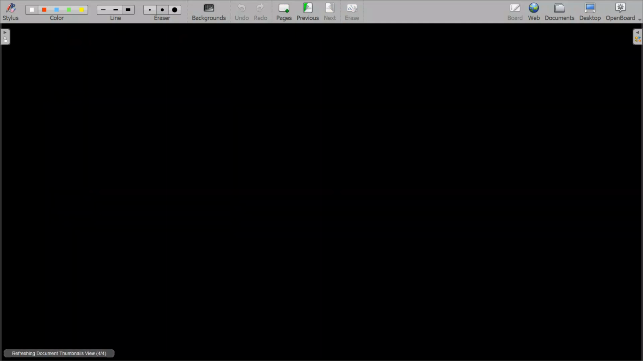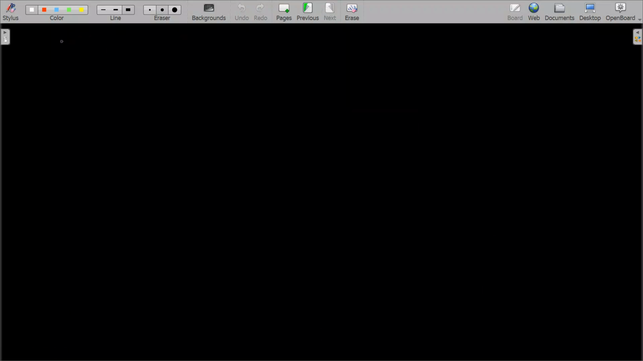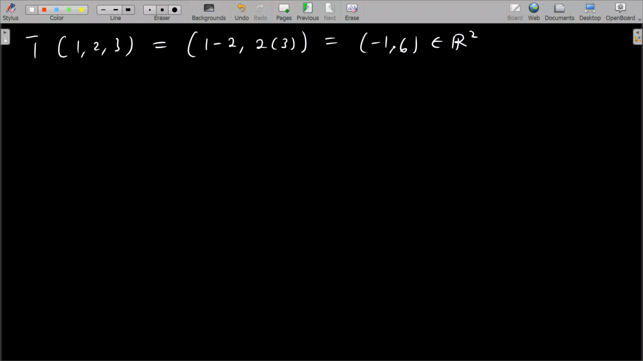If you really want to be convinced that every vector in R2 can be written like this, with a3 being that and a1, a2 being any numbers, you can pick an arbitrary vector. Let's first find T of (1, 2, 3). We want to pick an example and know that indeed every transformed vector is a 2-dimensional vector. You take the first component minus the second component, and 2 times the third component. Using the same definition, this gives (-1, 6), which is a 2-dimensional vector. So indeed every element in the transformed vectors, or T of something, is in R2. Now let me pick an arbitrary element of R2.